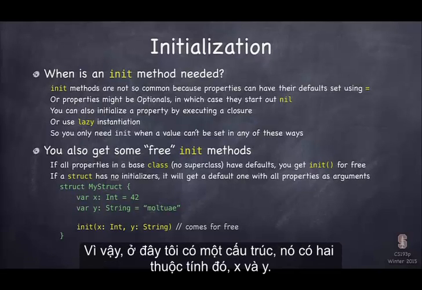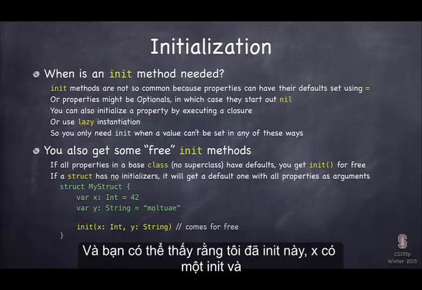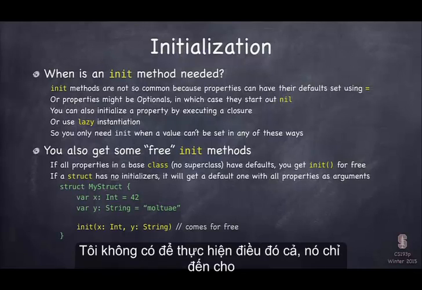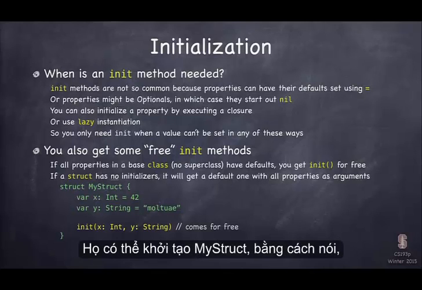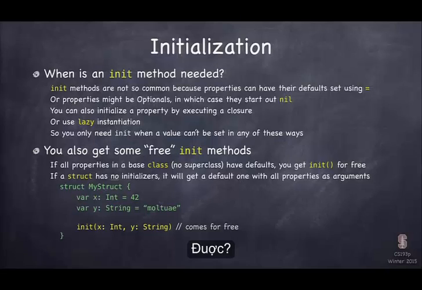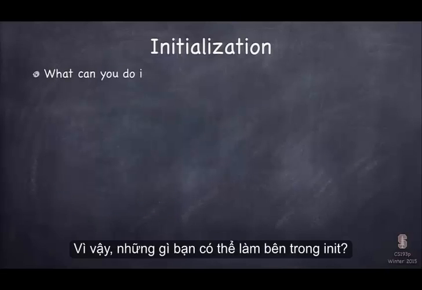So like here I got a struct. It has two properties there, x and y, and you can see that I got this init: x takes an Int and y a String, for free. I didn't have to implement that at all. It just came for free. And so people can call that. They can initialize my struct by saying my struct, open parentheses, and providing the x and the y. All right. So what can you do inside of init?